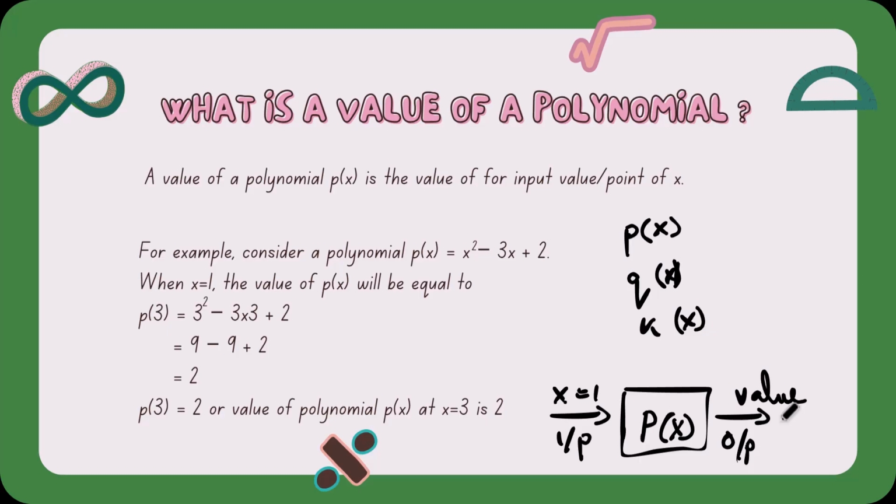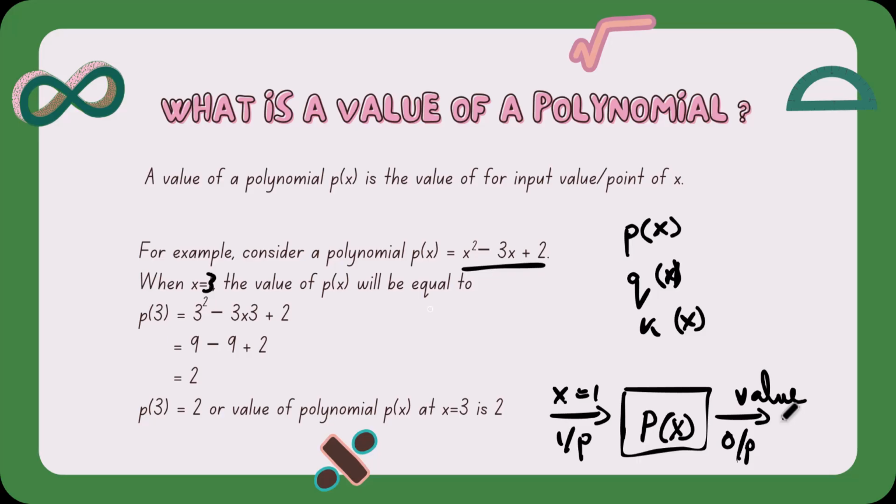So what is the value? The value of a polynomial is the value for an input value or point of x. For example, consider the polynomial x square minus 3x plus 2, right? In this polynomial, let's put x is equal to 3. We can put any number. If I put x is equal to 3, wherever x is there, 3 will be there. So 3 square minus 3 into 3 plus 2. It will become 9 minus 9 plus 2, answer is 2.